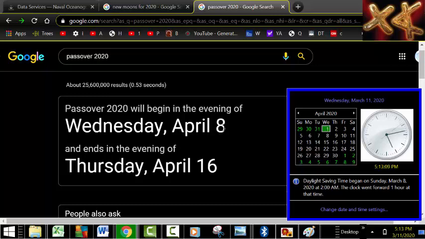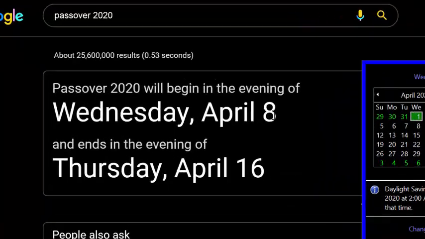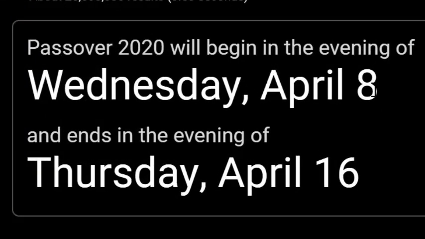Or it could just be Google's fault. They were told that it was April the 8th, and they just copy and pasted this little thing on here that says Passover begins in the evening, when they should have actually said Passover began the evening before.